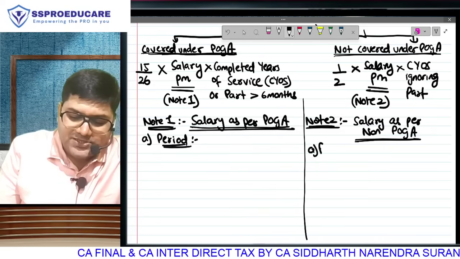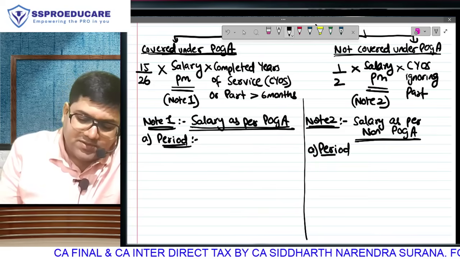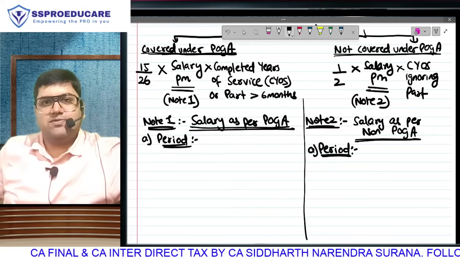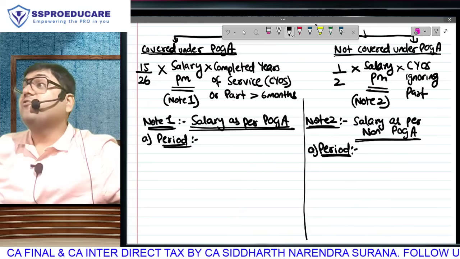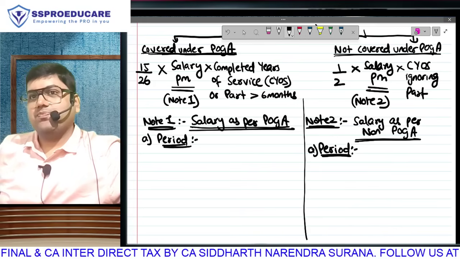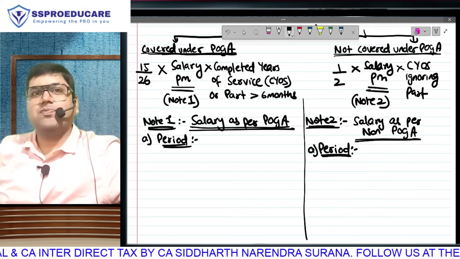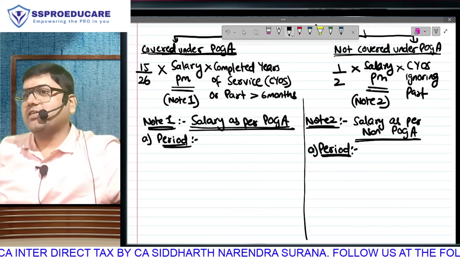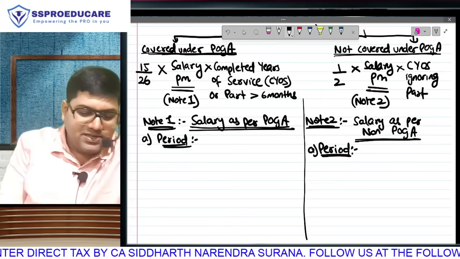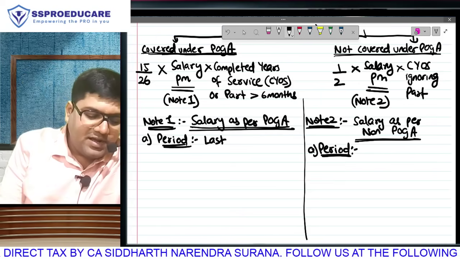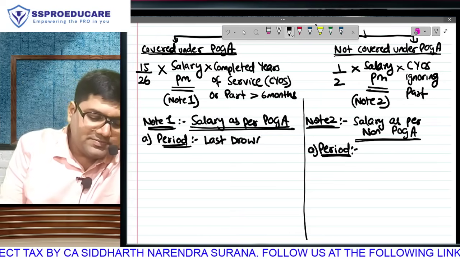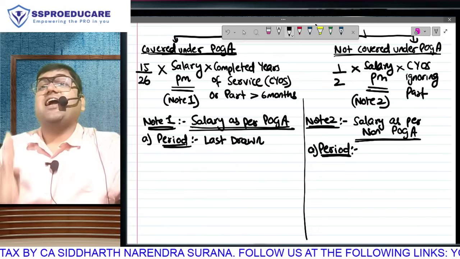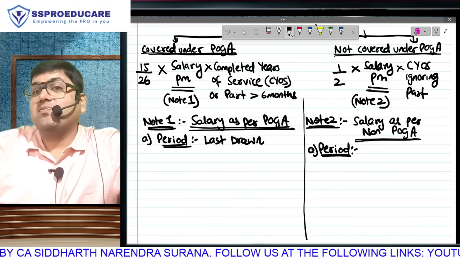So you remember the first question about salary? There was a salary at the time of joining the job. There was a salary at the time of retirement. Which salary do we have to take? The left side answer is given as per POGA. We have to take strictly as per POGA. POGA says we will take your last drawn monthly salary, meaning just at the time of retirement, what was your monthly salary?